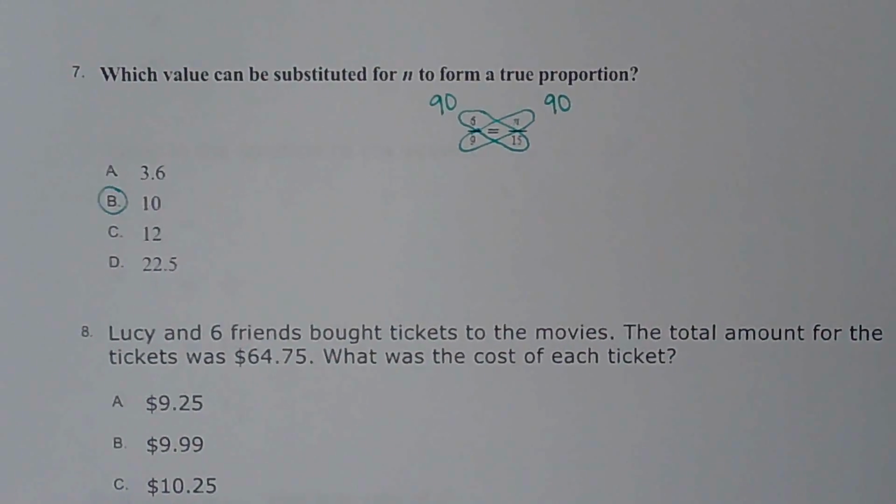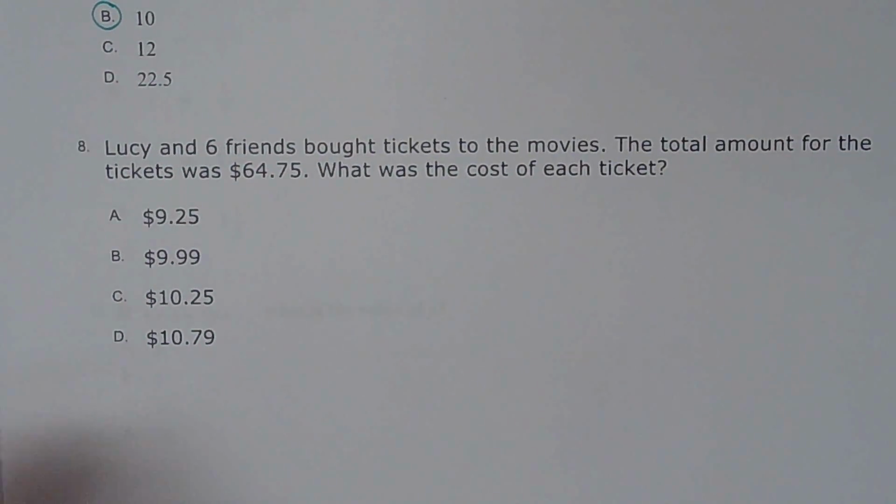All right, let's try 8. Lucy and 6 friends bought tickets to the movies. The total amount for the tickets was $64.75. What was the cost of each ticket? Okay, this is another one that, well, this one doesn't want to know the equation. It actually wants to know the real answer.